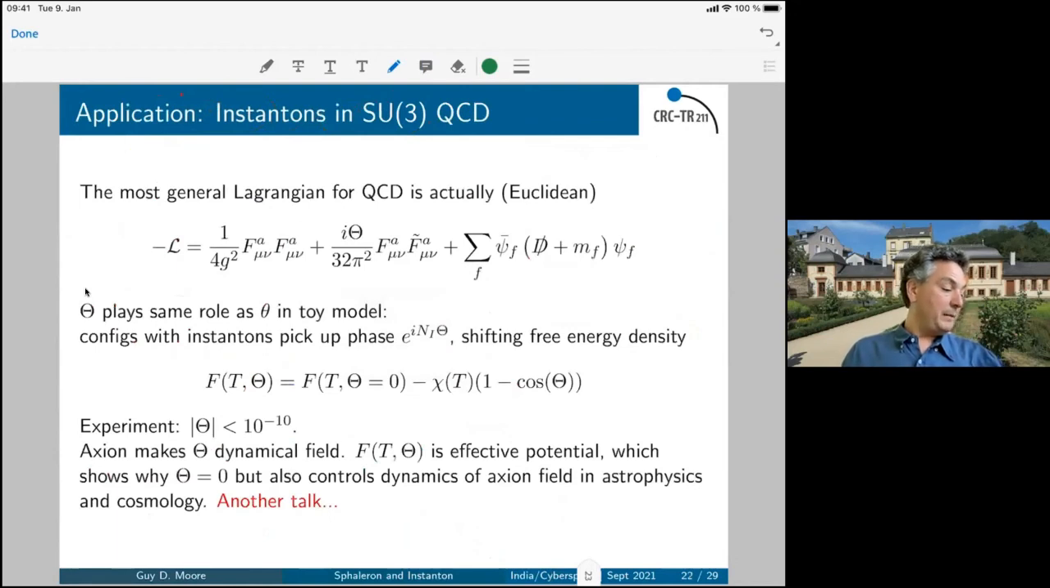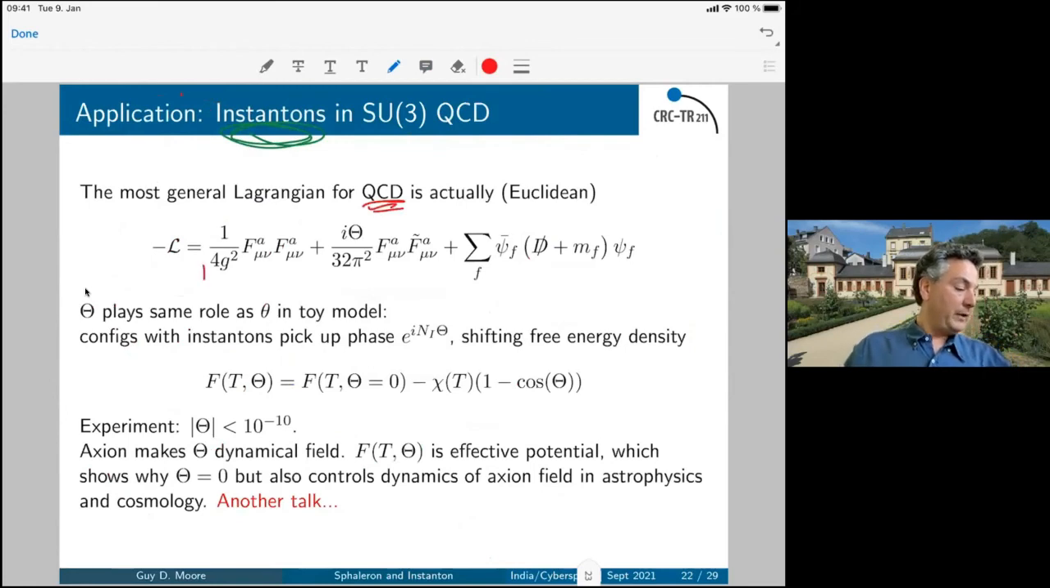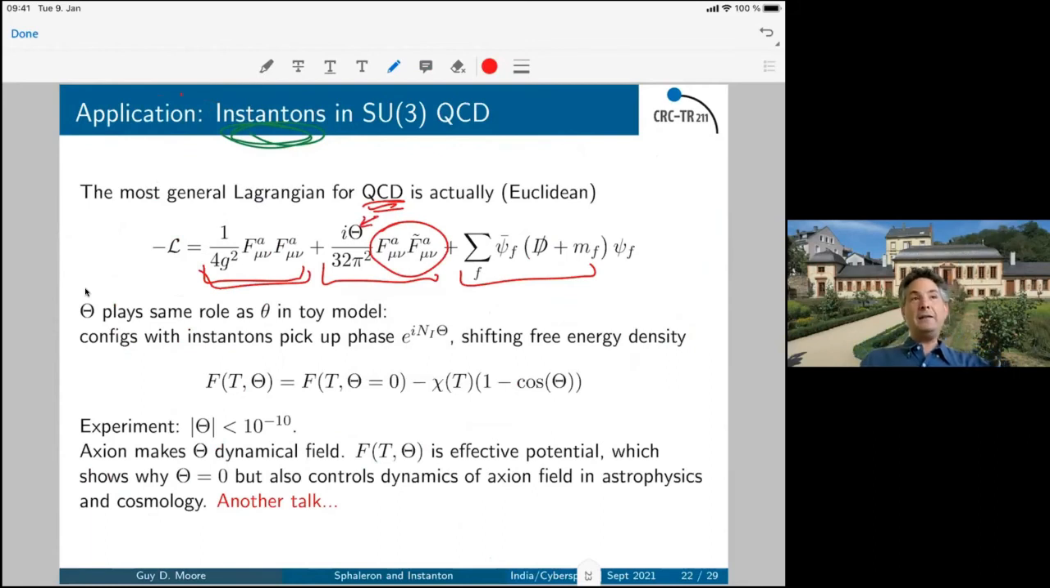So let's see, applications. So what about instantons? When do I care about instantons? And the answer is, well, in QCD, I care about instantons because besides the standard action of QCD with fermions and with bosons, nothing stops me from sticking in FF dual with a parameter theta, which plays exactly the same role as the theta we saw in the toy model.